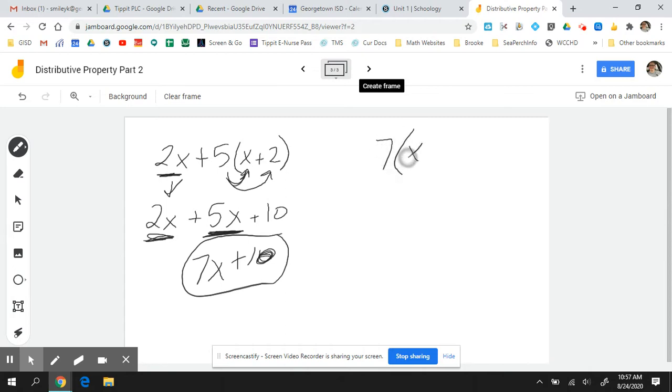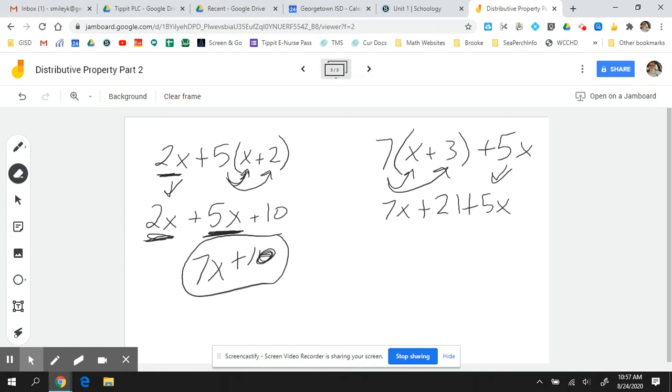Let me do another one like this. 7 parentheses x plus 3 and plus 5x. So distributive property first. 7 times x is 7x. 7 times 3 is 21. I'm going to bring down this plus 5x. It is not a part of our distributive property.